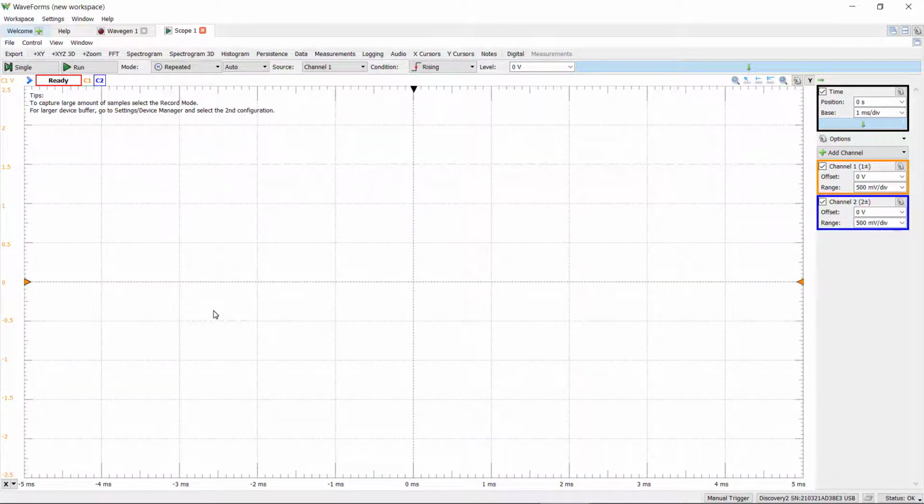I don't see anything. How come? Because the scope comes up natively in the stopped mode. It's ready to be triggered. And always check the trigger settings. So we're in auto, always a good way to start out if we don't know what trigger level to use. The triggering is going to come from the source in channel 1. We're going to look at a rising edge and the trigger level is at 0 volts. Perfectly reasonable. So we're ready to turn on the signal.